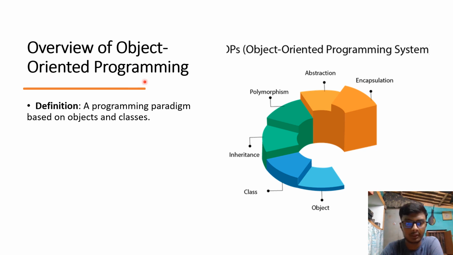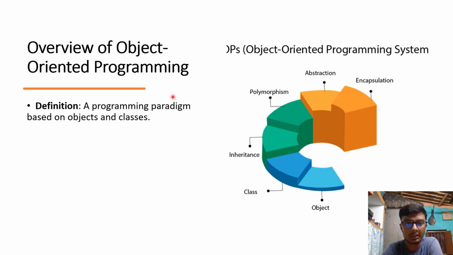Overview of object-oriented programming. Object-oriented programming is a programming paradigm centered around the concept of objects, which represent real-world entities. In object-oriented programming, software is designed by defining classes, which act as blueprints for objects. These objects can contain data and methods that operate on data. OOP also promotes concepts like encapsulation, inheritance, and polymorphism, making code more modular, reusable, and easier to maintain.